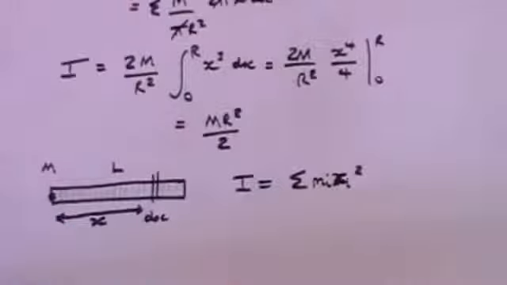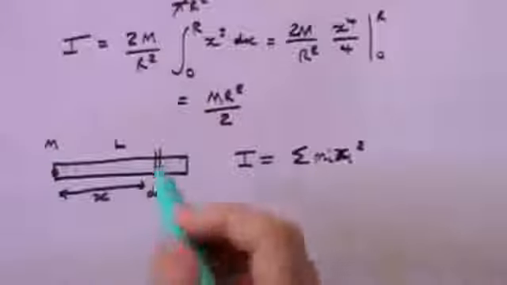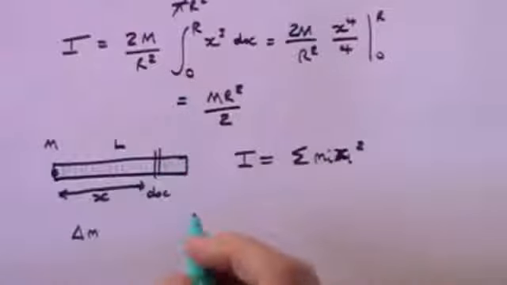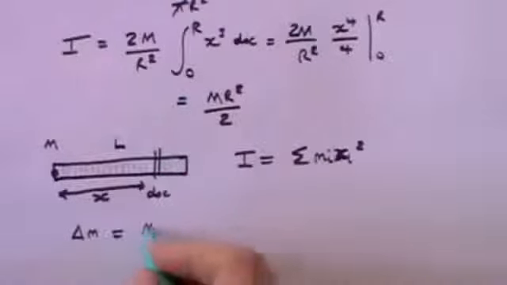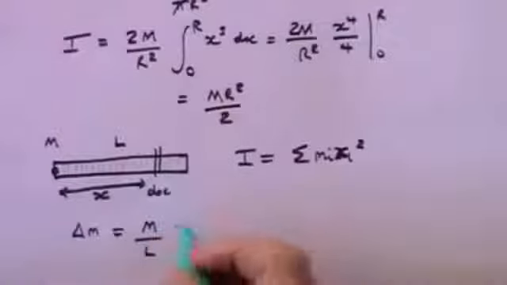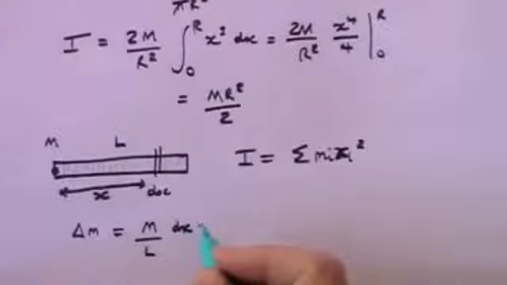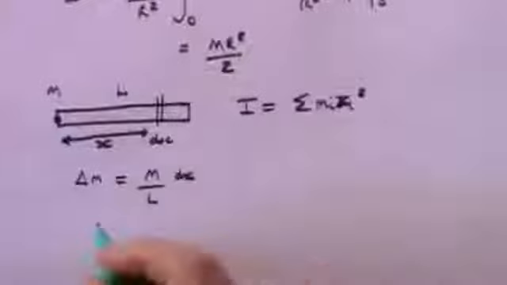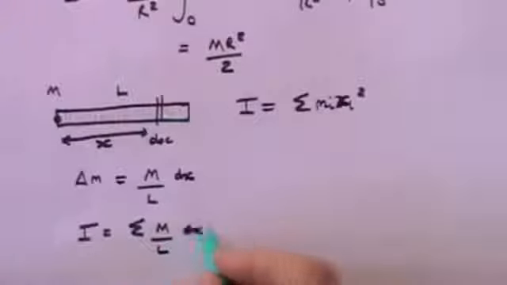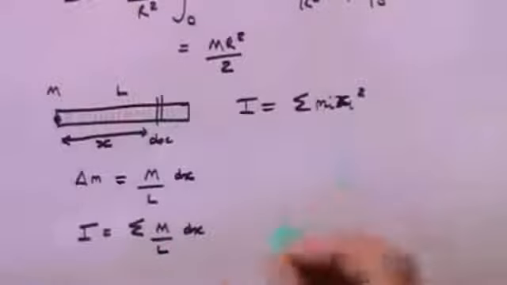The mass of that little element here is going to be the mass per unit length, which is the one-dimensional equivalent of density, times the length itself, dx. And that means that the moment of inertia is going to be the sigma of m over l dx, times x squared.